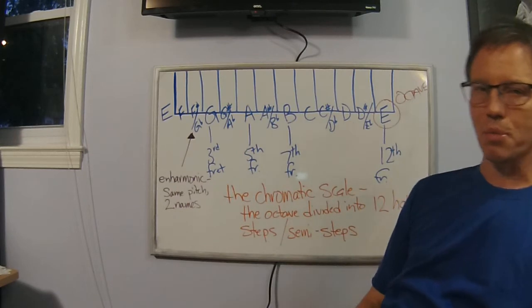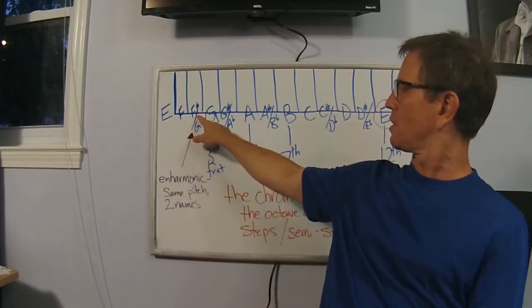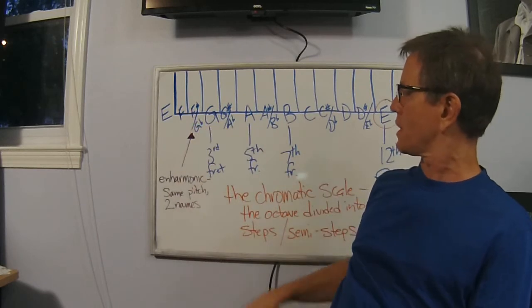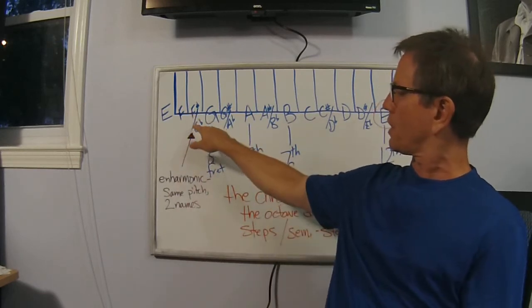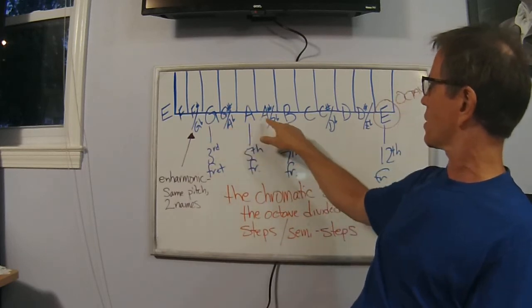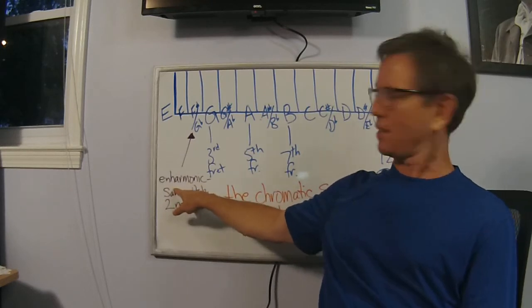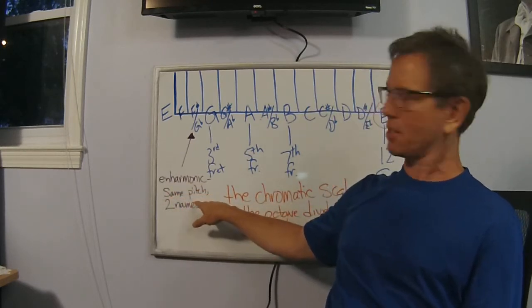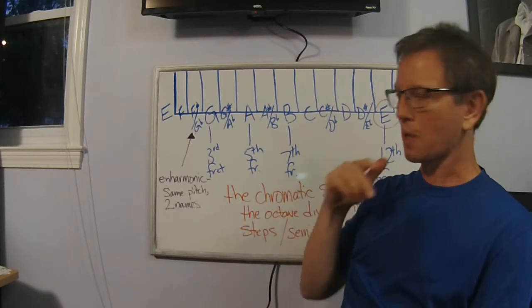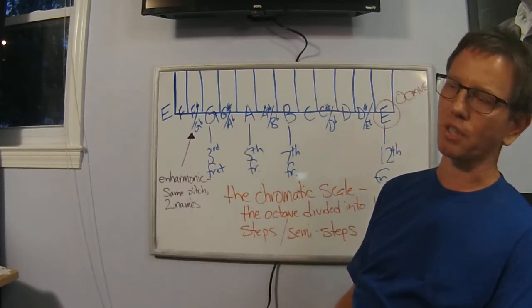And the next question people ask is usually, why does this fret have 2 names? F sharp and G flat, G sharp and A flat, A sharp and B flat. That's called enharmonic. So it's the same pitch, but it has 2 names. We'll get into that later in the theory stuff, but it's about how those notes function in keys.